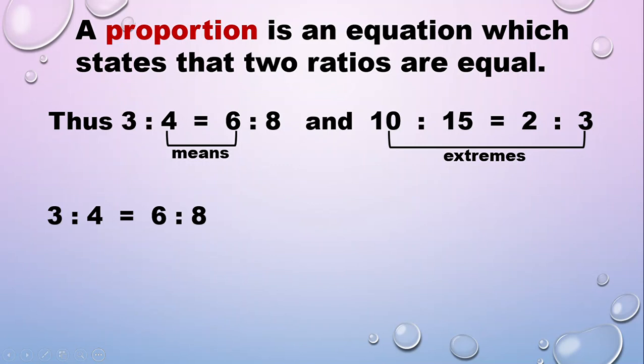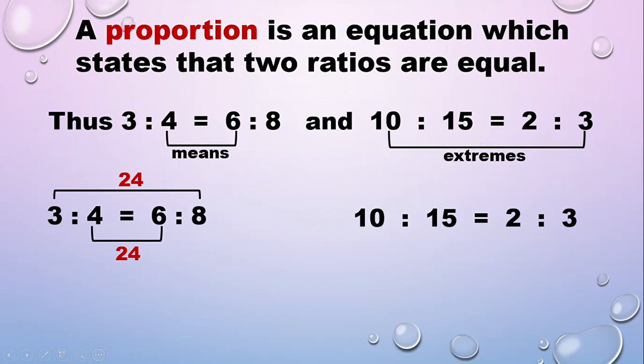Okay. So let us find out if 3:4 is really equal to 6:8. We have to find first the product of the means. So 4 times 6, we have 24. Next, find the product of the extremes. 3 times 8, we have 24. So since the product of the means is equal to the product of the extremes, they are a proportion.